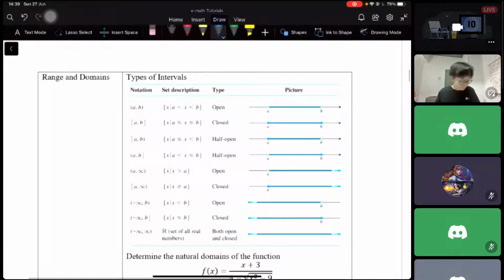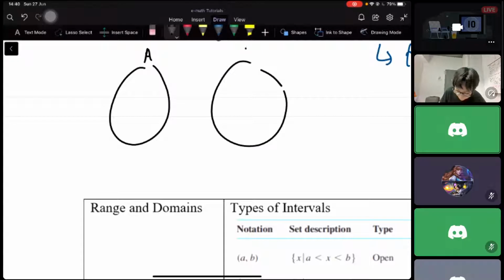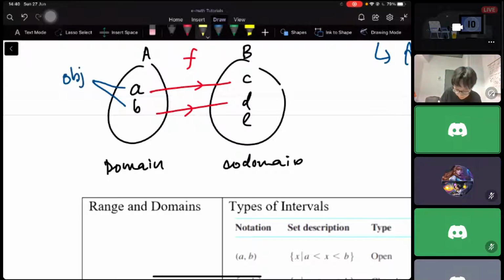Okay. Finally, you will get to the second one, which is range and domain. So if you remember back then in your SPM, your teacher told you that we have like 2 sets, set A to set B, and then your set A maybe is your domain. This is your codomain. And then you have your objects A, B, your images C, D, E, something like this, right? Then A will map to C under function f, B will map to, okay, maybe D. So these two, A and B, are your objects, and C and D are your images.